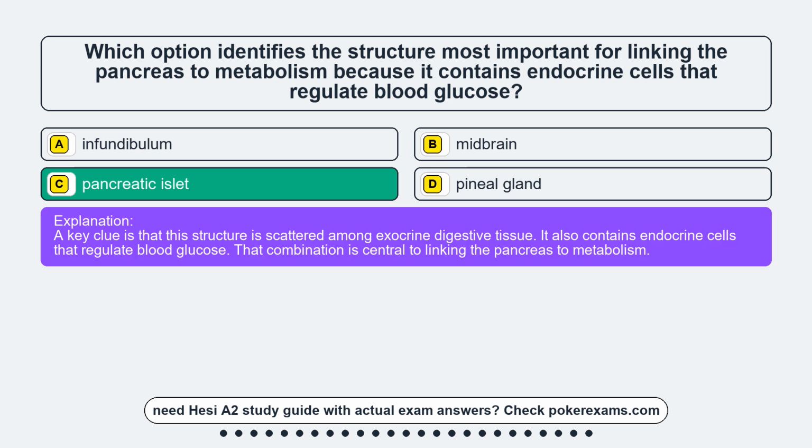A key clue is that this structure is scattered among exocrine digestive tissue. It also contains endocrine cells that regulate blood glucose. That combination is central to linking the pancreas to metabolism.